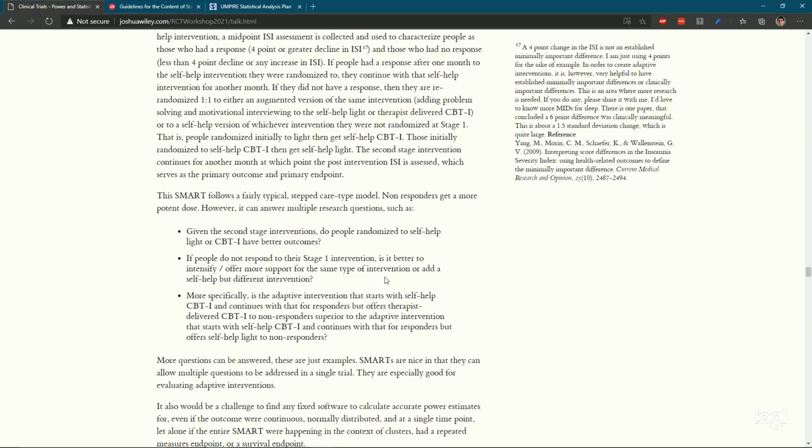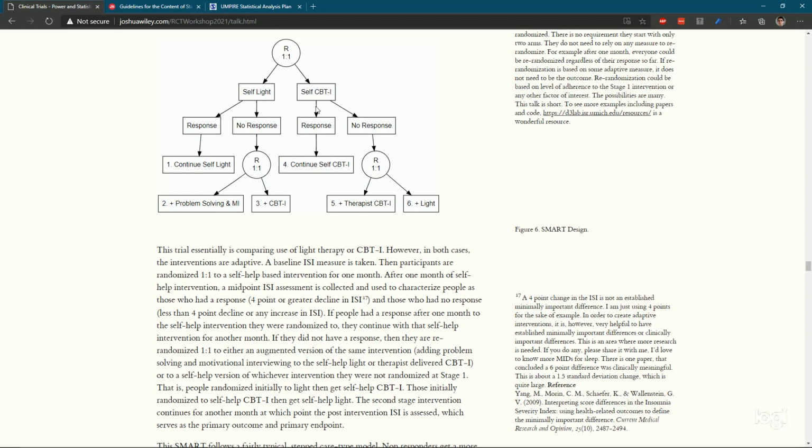Now, this SMART trial follows a fairly typical stepped care type model. Non-responders get a more potent dose, but it can answer multiple research questions. And these are just a few. This isn't an exhaustive list, but it gives some examples. Given the second stage interventions, do the people randomized to self-help light or CBTI have better outcomes? That is, just evaluating the stage 1 randomization. So given what happens next after that, all the different possibilities, just starting here or starting here, overall, which one ends up better? And that's basically averaging conditions 1, 2, and 3 versus 4, 5, and 6.